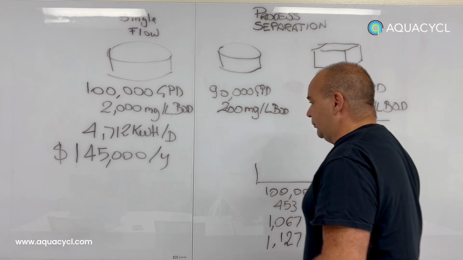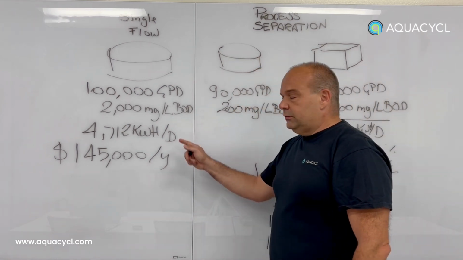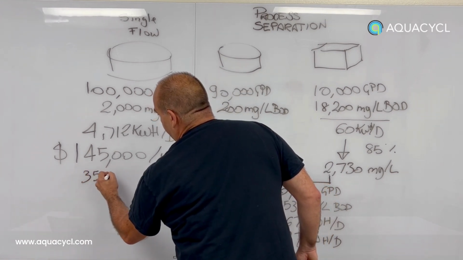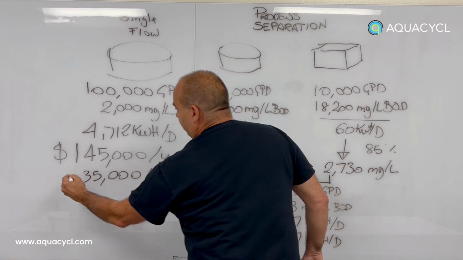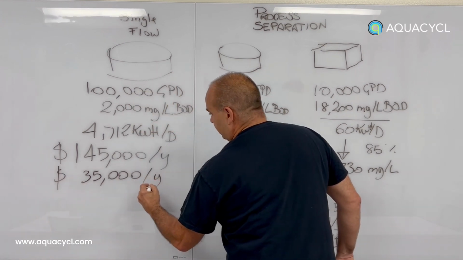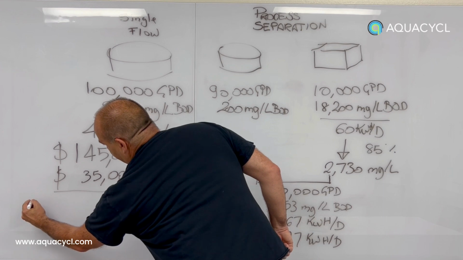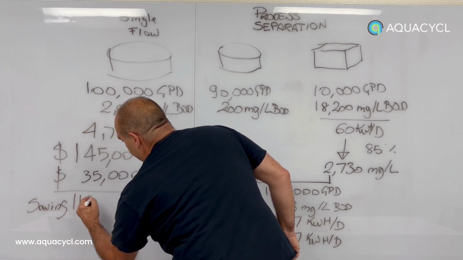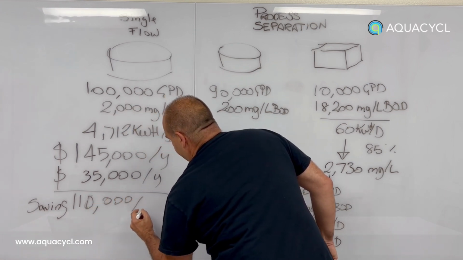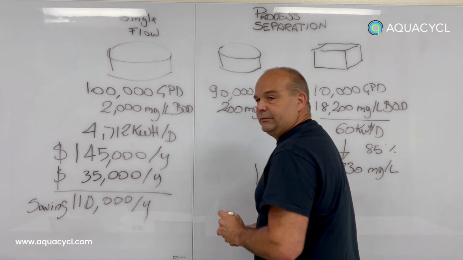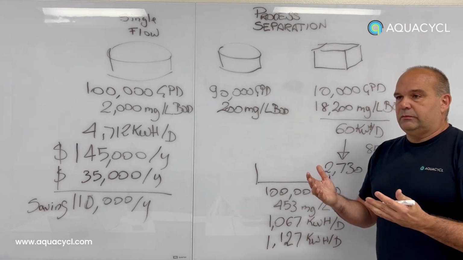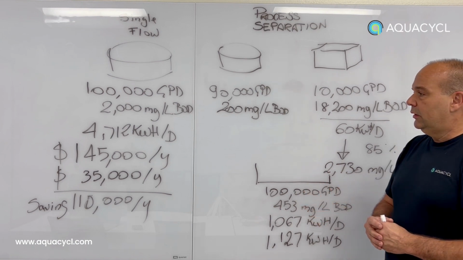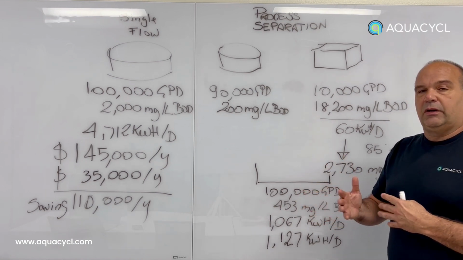Those 1,000 are to be compared with those 4,700, and the cost is in line, at roughly $35,000 per year, which means a total saving per year of $110,000. So with simply having a process separation, you really benefit on multiple levels.